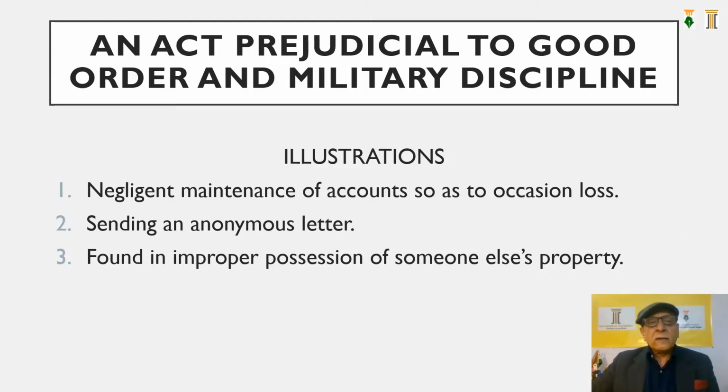Or sending an anonymous letter, or being found in improper possession of someone else's property. There may not be clear evidence that the property has been stolen by this person, but in any case, if he can't explain how he got this property, then it may be that section 63 is invoked for being found in improper possession of someone else's property.